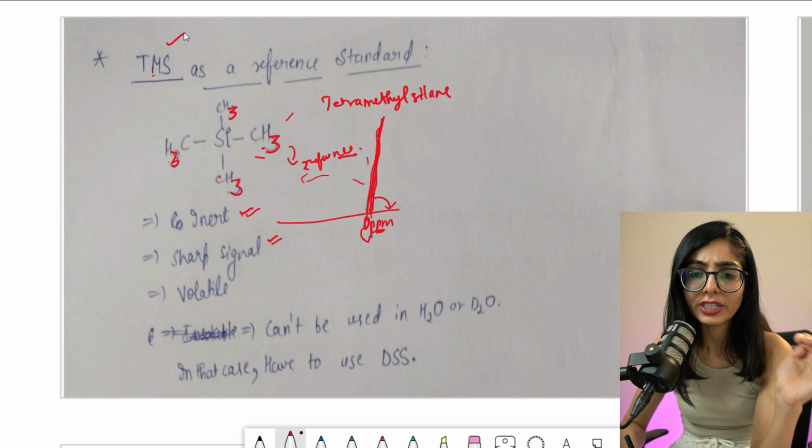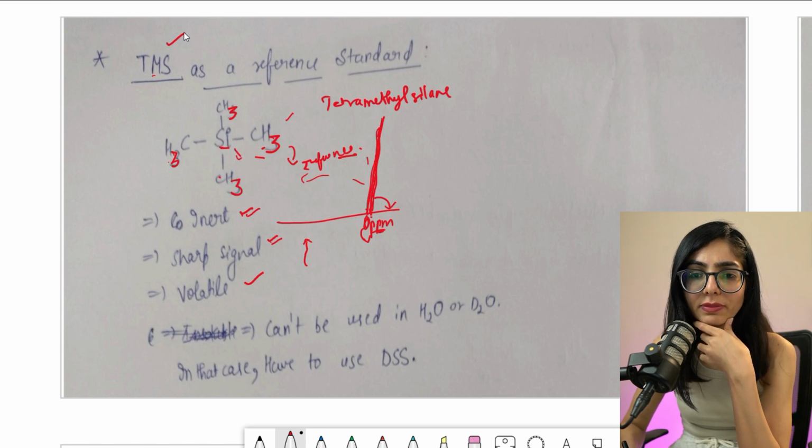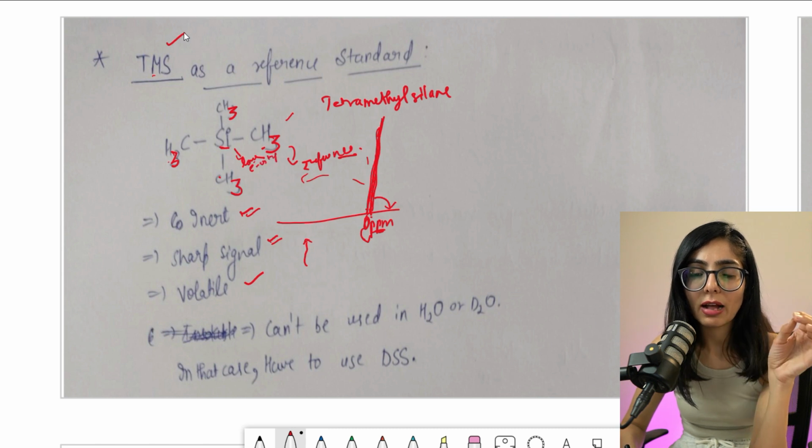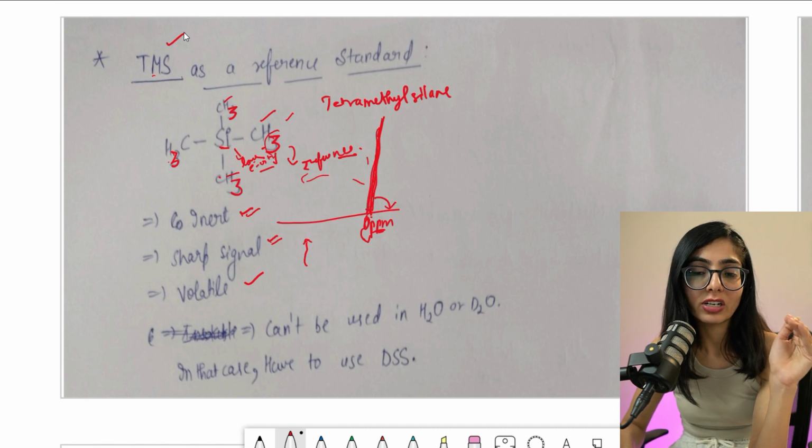It is volatile, so it can be evaporated. It won't be reacting with the other original mixture, so you don't have to separate it out after putting it. And also this silicon has very low electronegativity. So because it has low electronegativity, it will shield these protons, these hydrogens, due to which we'll get a signal in the upfield region.